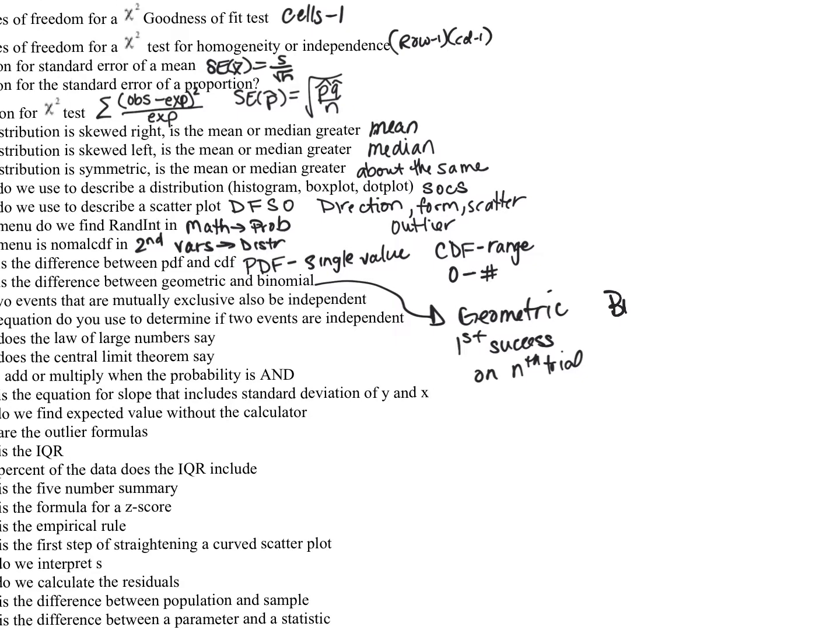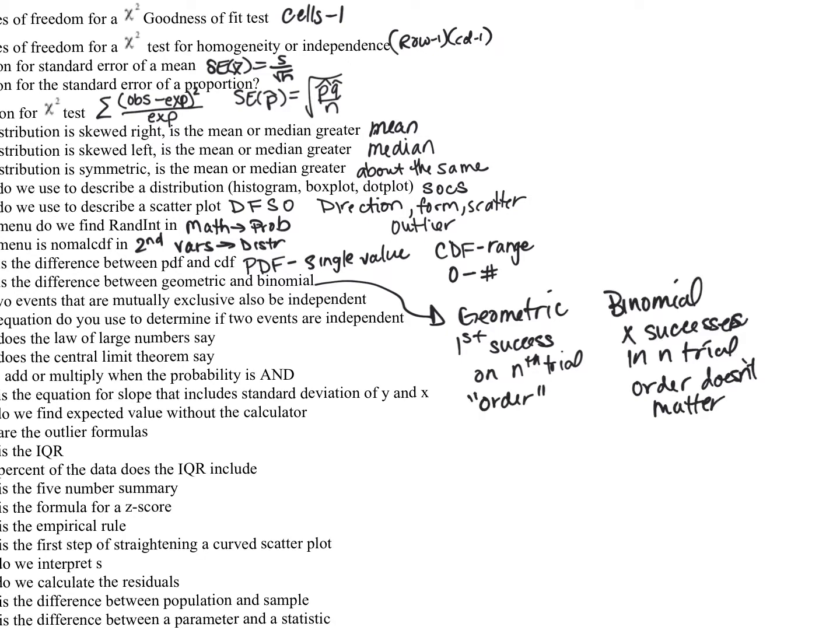And binomial is x successes in n trials. Order doesn't matter. Here, order matters. Like there's an order. You have a failure, a failure, a failure, and then a success.